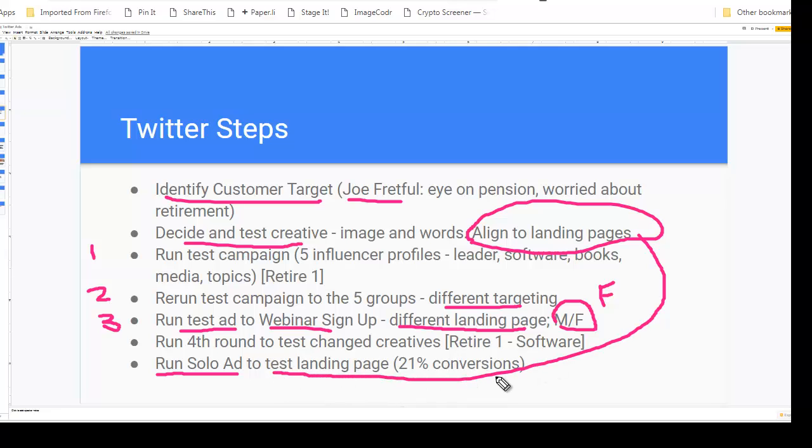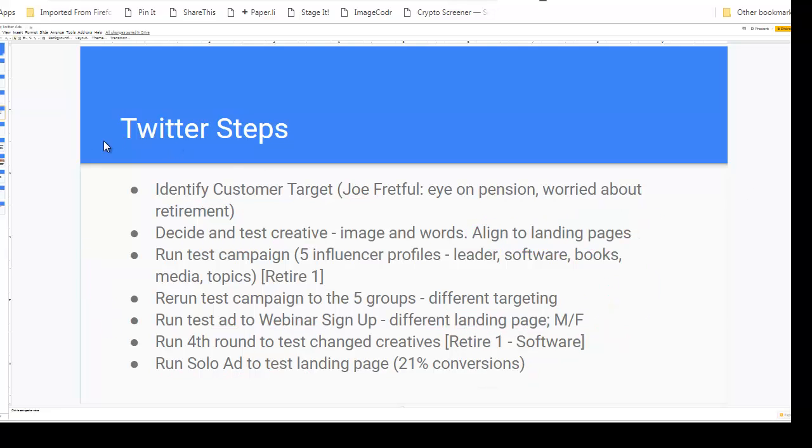It got 21% conversion rate. It was a little bit lower than the other conversion rates, but 21% conversion rate is a perfectly acceptable level of conversions.